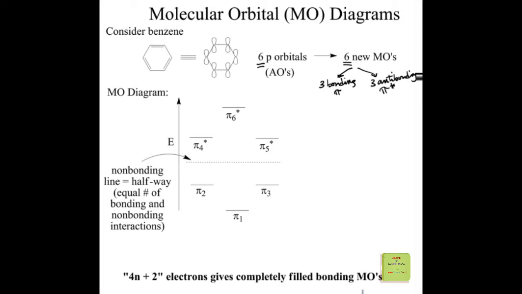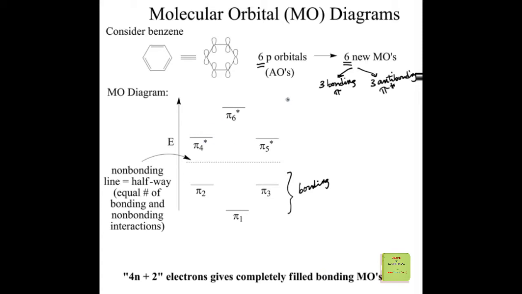And what I've shown here is an energy diagram. This is called an MO diagram for benzene. We have 3 lower energy orbitals called pi. So down here we have all of our bonding orbitals, low energy, stable.